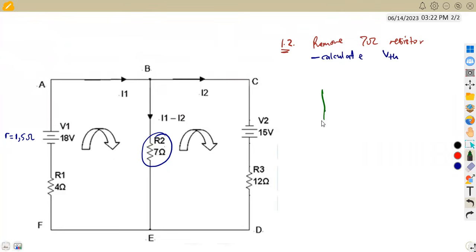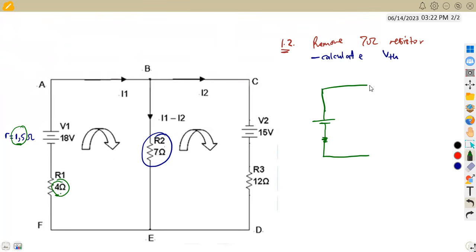If we remove this 7 ohm resistor, we're going to remain with something like this. Take note of your voltages, the way they are given, positive and negative. If we combine, we have the internal resistance and also a 4 ohm resistor. These are in series, so we add them: 1.5 plus 4 ohm is 5.5. This is now represented as a single resistor.